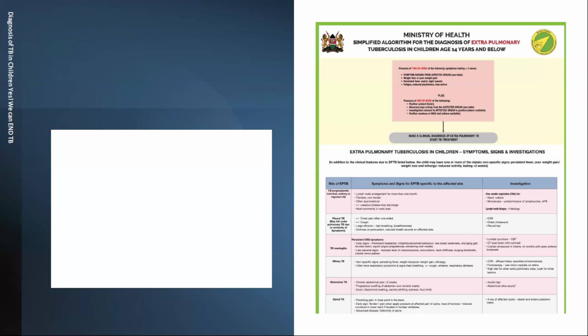Now we are moving to the diagnosis of extrapulmonary tuberculosis. This is just an excerpt from that pediatric guideline. Next slide, so that we look at it in a bit more detail.